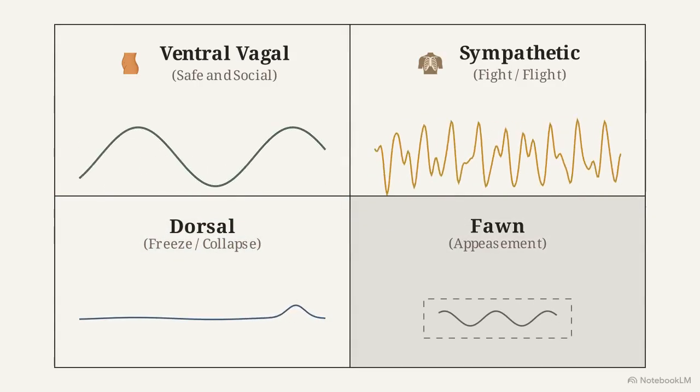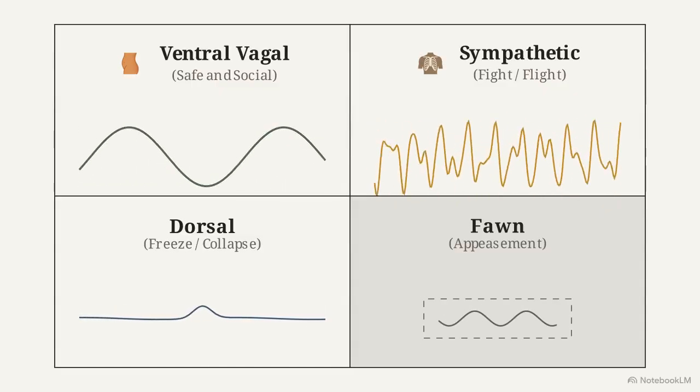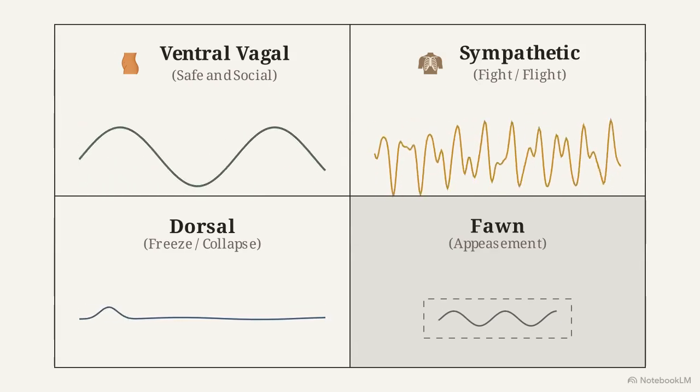Finally, the fawn quadrant. If your breath was highly controlled, quiet, and careful, this signals an appeasement response. You are breathing specifically to remain unnoticed. None of these quadrants represent a failure. They are biological data points communicating what your body currently believes about its environment.